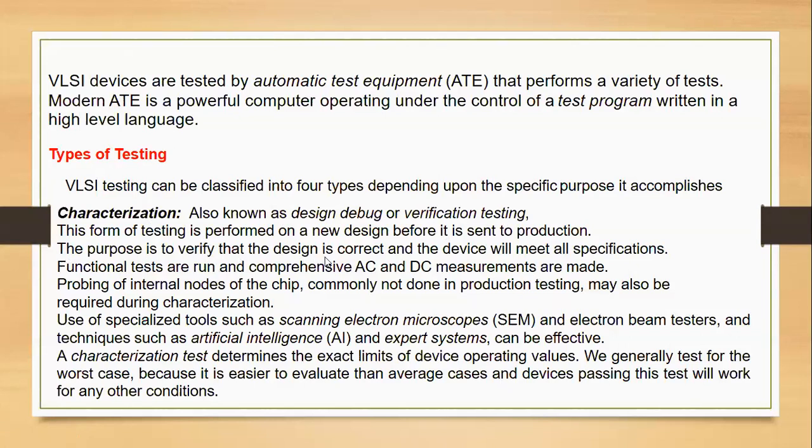The purpose is to verify that the design is correct and the device will meet all the specifications. Functional testings are run, and comprehensive AC and DC measurements are made. Functional testing defines what type of operation it is, whether an AC operation or a DC measurement operation. Probing of internal nodes of the chip, commonly not done in production testing, may also be required during characterization.